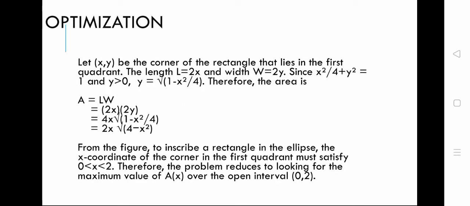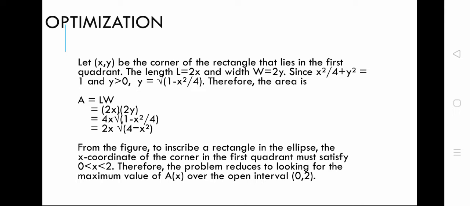Let xy be the corner of the rectangle that lies in the first quadrant. The length is equal to 2x and the width is equal to 2y. Going back na tayo sa formula. Since x squared over 4 plus y squared equals 1 and y is greater than 0, y is equal to the square root of 1 minus x squared over 4.